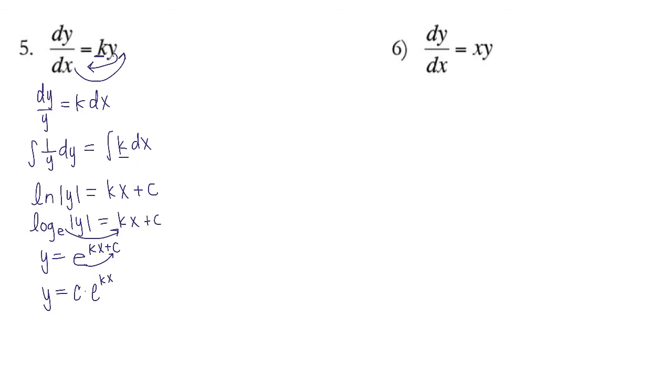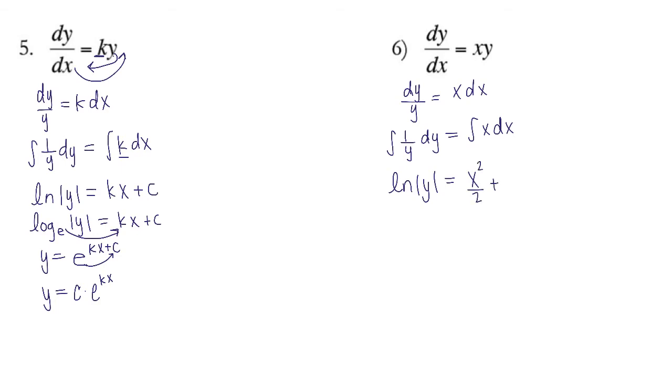Okay, moving on to number 6. Again, very similar process. Not going to change much here. So again, we're going to move our x's and y's. And so it looks like we're going to have dy over y equals x dx. And again, after we separate, we integrate. So the integral of 1 over y dy equals the integral of x dx. And again, we're going to have the natural log, absolute value of y, equals x squared divided by 2 plus c.